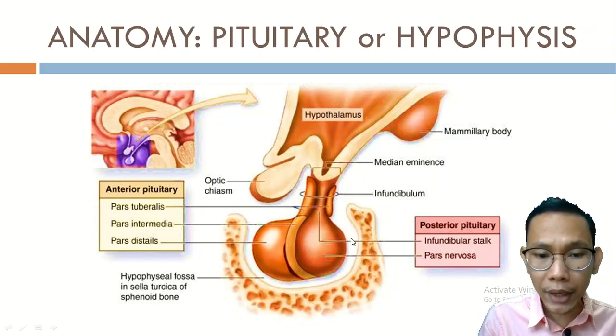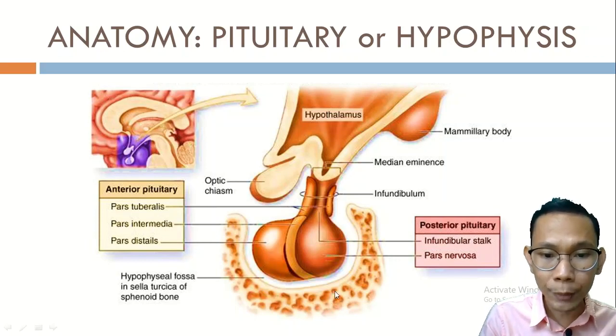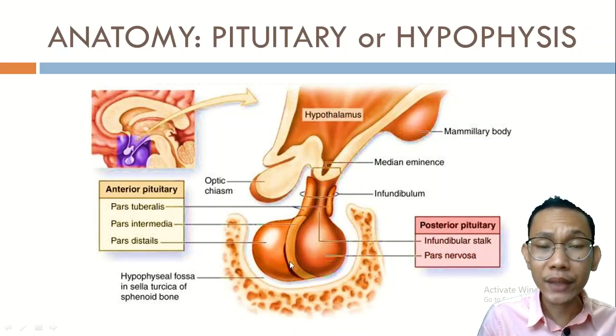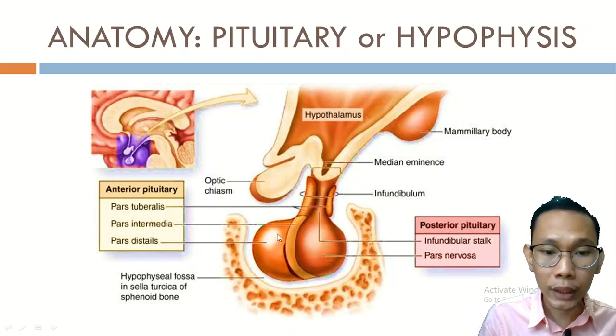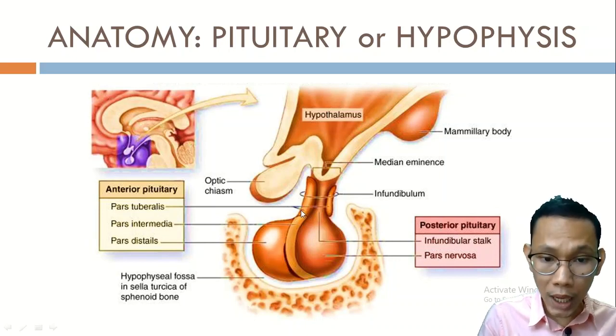Based on this diagram, your pituitary gland sits on the sella turcica of your sphenoid bone. So basically, this is your sphenoid bone. It sits in your hypophyseal fossa. Your pituitary gland is divided into 3 lobes. We have your anterior pituitary, or what we term your adenohypophysis. We have your intermediate lobe.